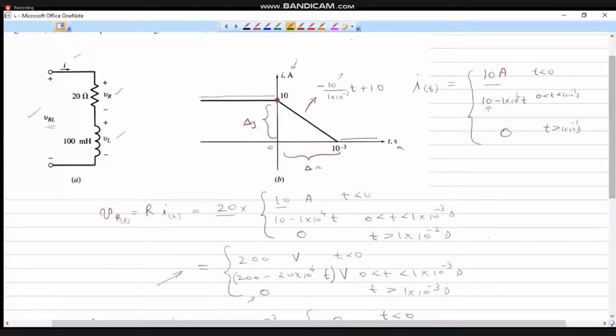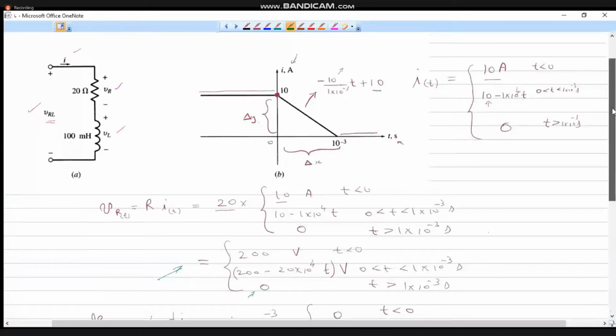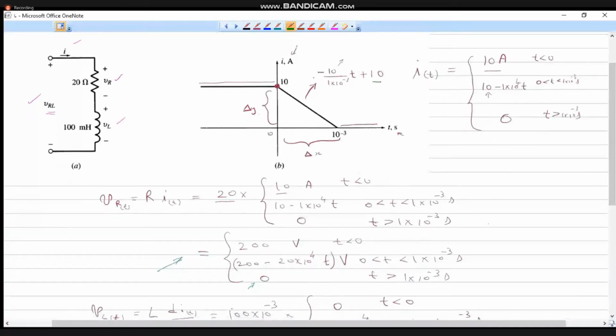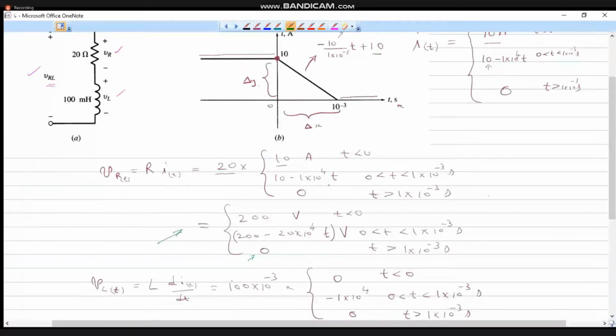Because the current equation that we have written is the slope, that is minus 10 by 1 into 10 power 3. So when you take this 10 power 3 to the numerator, it will be 1 into 10 power 4 t. Okay. All the calculation that we have done is correct, but I forgot to write the 10 power 4, and that 10 power 4 should be reflected here, so that when you multiply with 200 also, that 10 power 4 will be there.